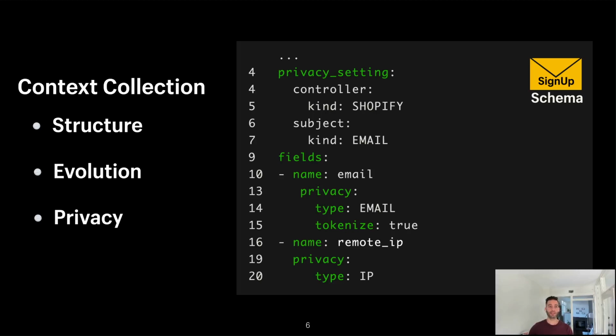So we talked about schemas and context collection, but we still haven't figured out how to address our original goal of deletion.